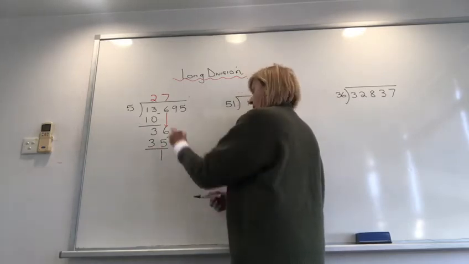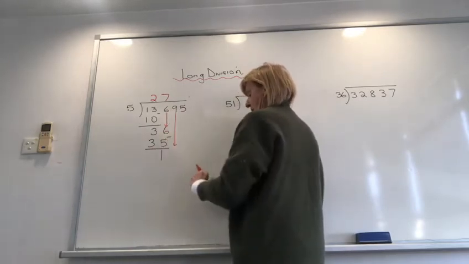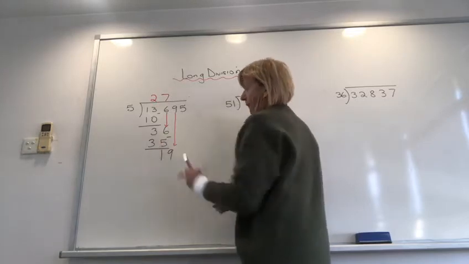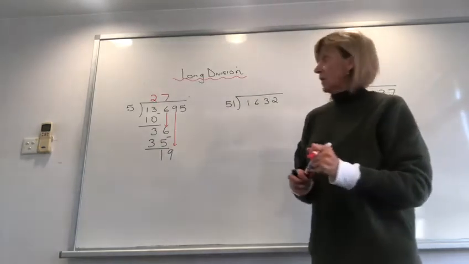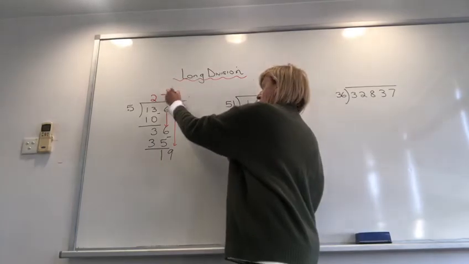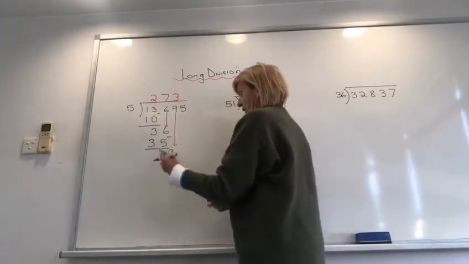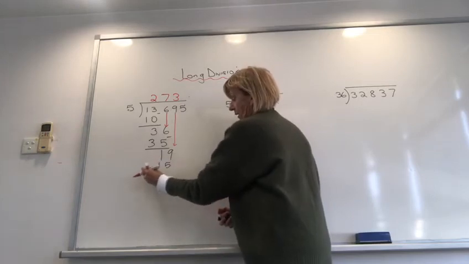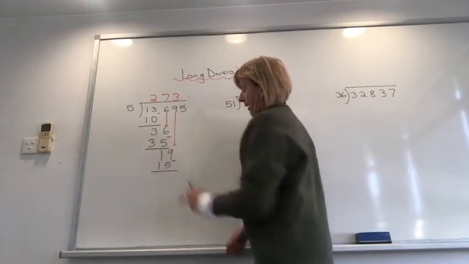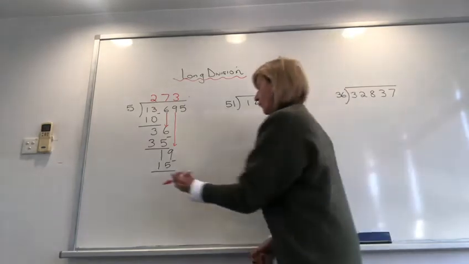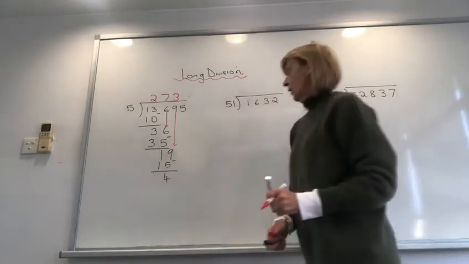And then again we bring down the next digit, which is 9. So now we're going 5 into 19. 5 into 19, 3 times, so put the 3 here. 3 times 5 is 15. That gets written underneath the 19, line below them, 19 take away 15 is 4.